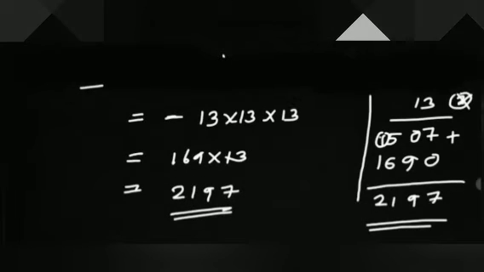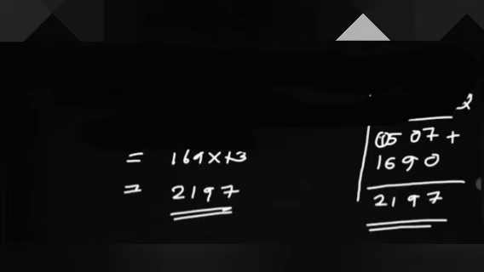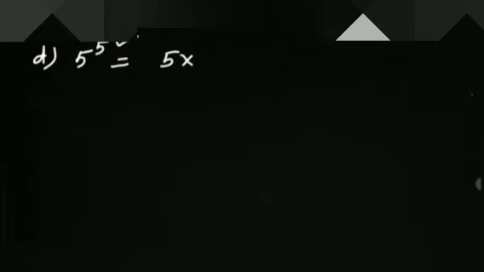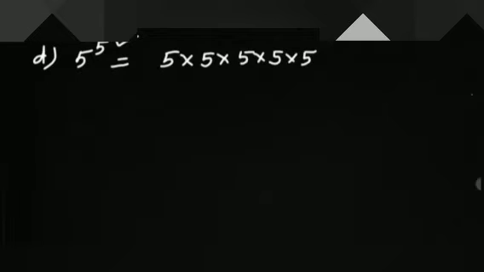Question number D, write down please. 5 raised to 5. What does it mean? 5 is multiplied how many times? Yes, 5 times. 5 is multiplied 5 times. 5 into 5 into 5 into 5 into 5, isn't it? Good. 5 5s are 25.